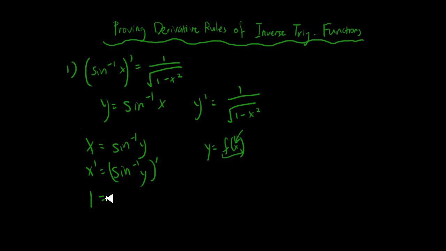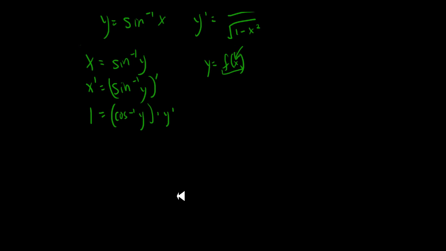So that would equal 1 equals cosine negative 1 y times y prime, because of the chain rule. And now we can isolate y prime: 1 over cosine negative 1 y.